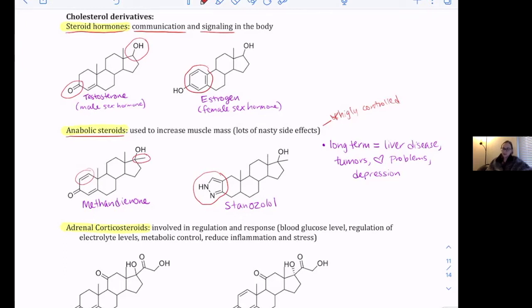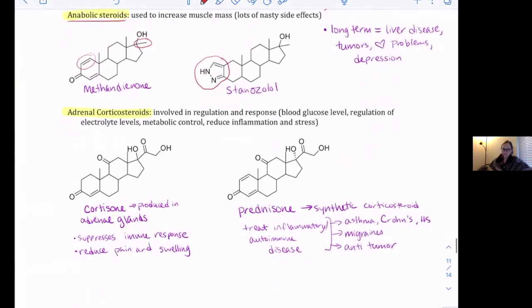So the issues with these are really their long-term use. If you use these long-term, it will lead to things such as liver disease. Your liver cannot process these molecules very well. You could get tumors, you can have heart problems, and it also leads to depression because these steroids are signaling different things in your brain to fire.